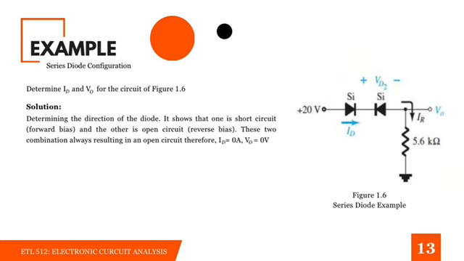Next is example 4. Determine ID and VO for the circuit of Figure 1.6. Here's a little hint: determine the direction of the diode. It shows that one is a short circuit, forward bias, and the other is an open circuit, reverse bias. These two in combination always result in an open circuit, therefore ID equals 0 amps, VO equals 0 volts.